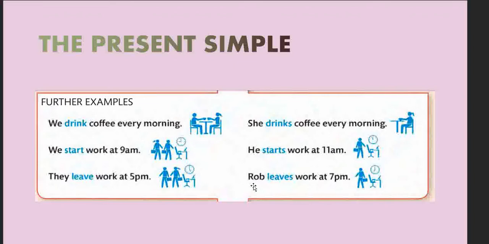Now let us see the last example that we have. Rob leaves work at 7 p.m. Rob is the third person about whom we are talking, so that is why we have taken an s along with it. Rob leaves work at 7 p.m. Let us proceed further.